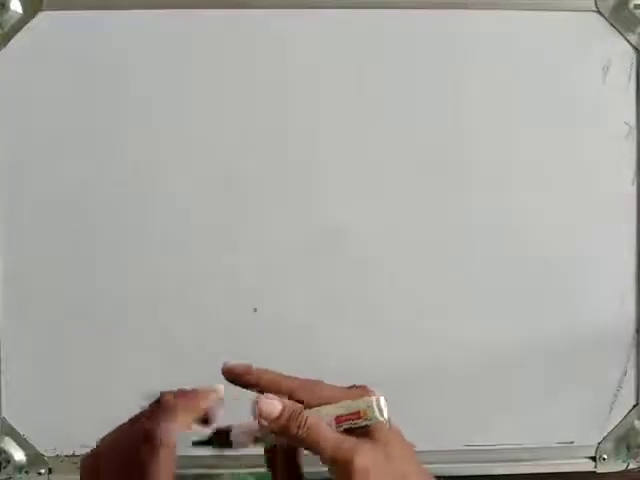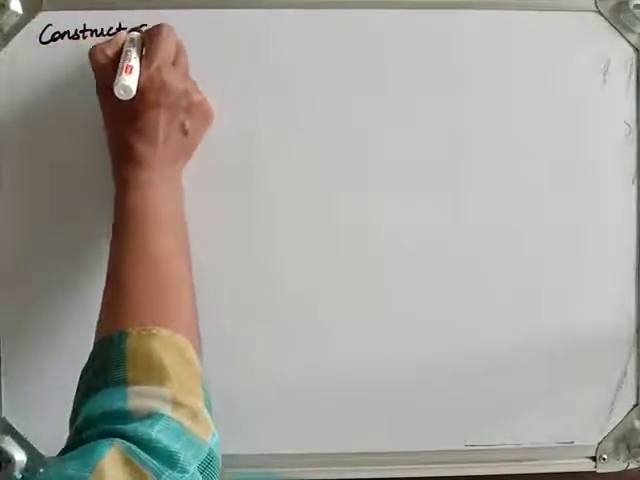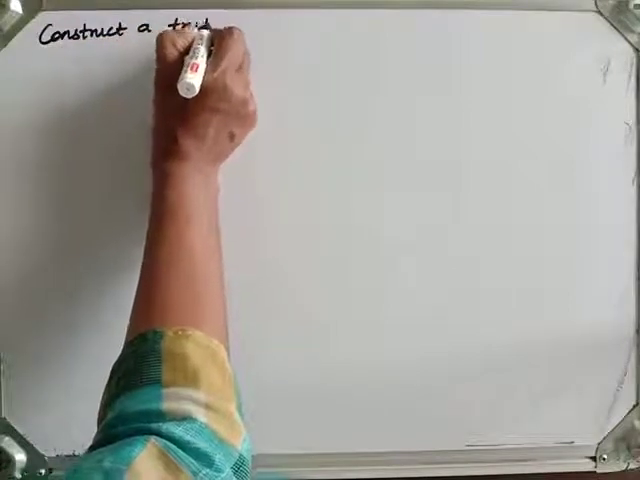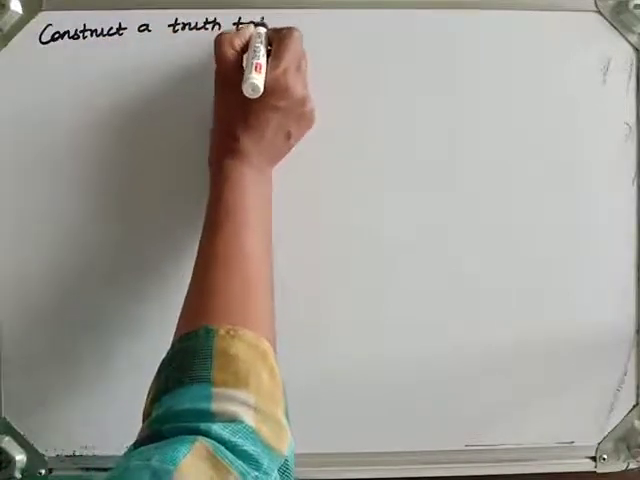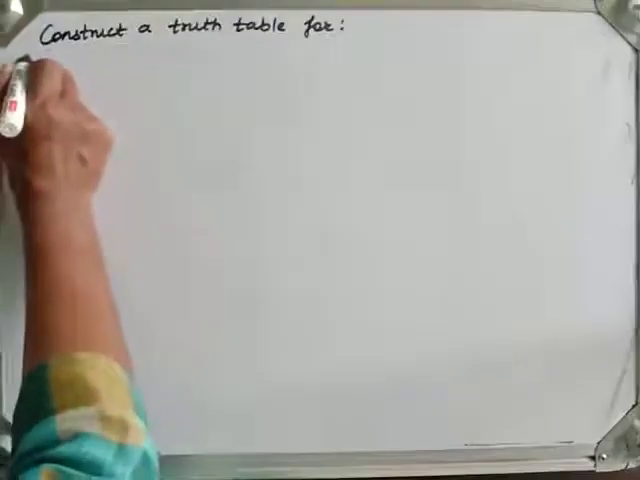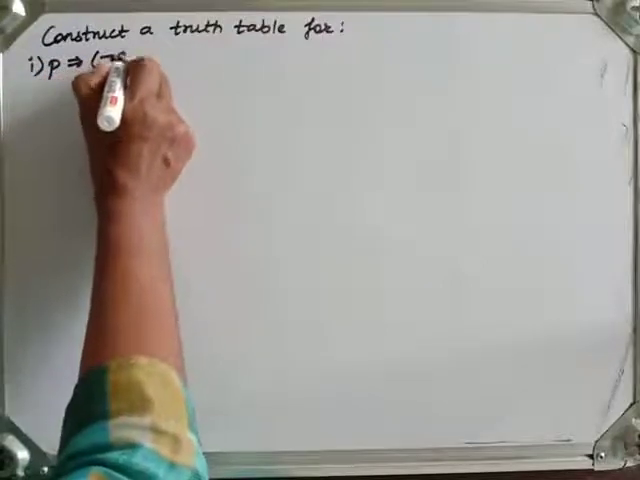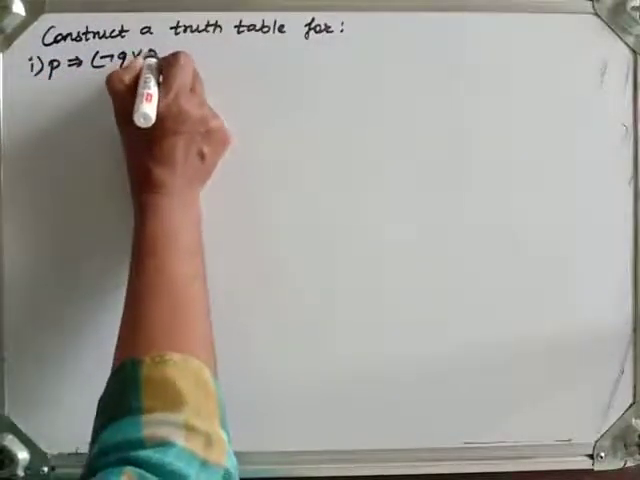Now in this video, let us see some more problems on constructing a truth table. Now let me take the first problem: P implies negation Q or R.